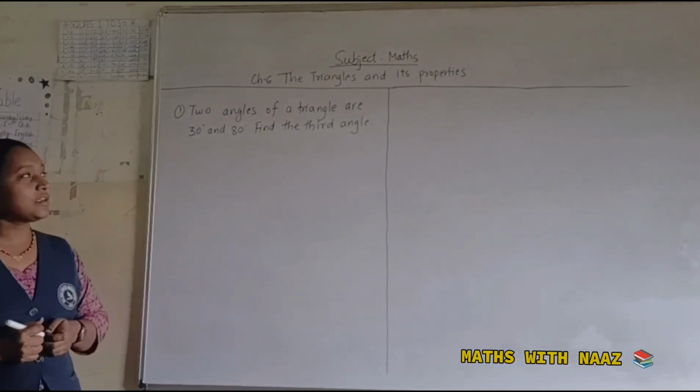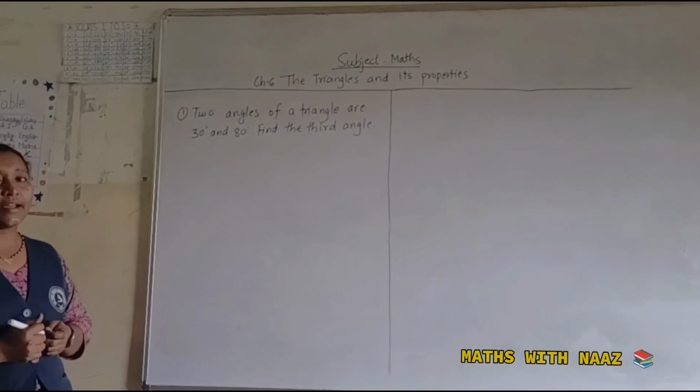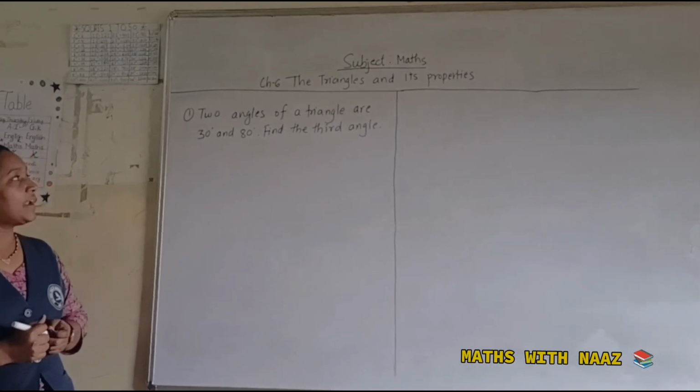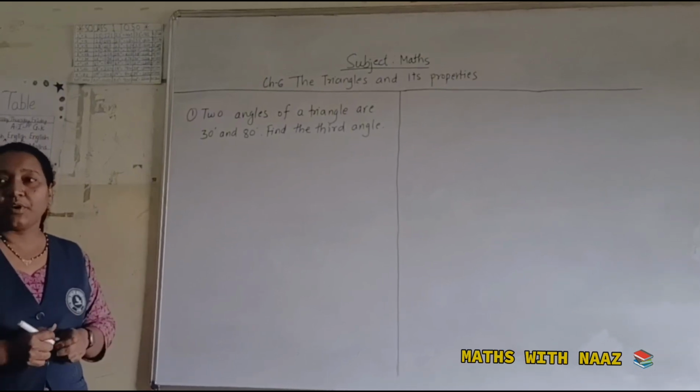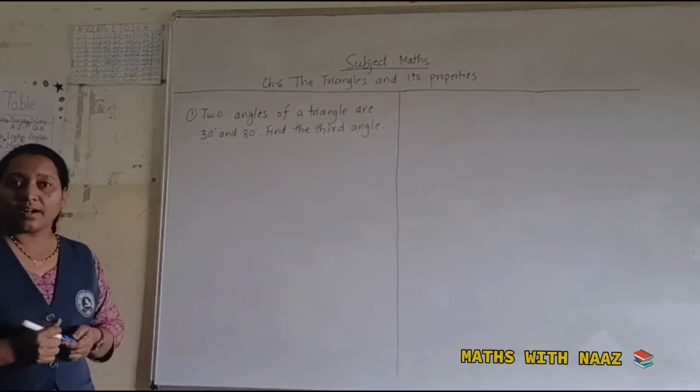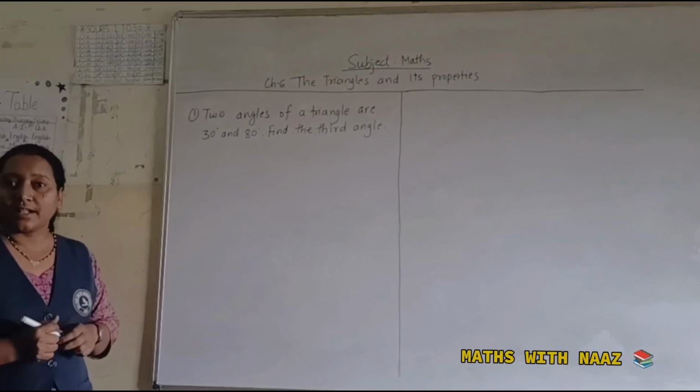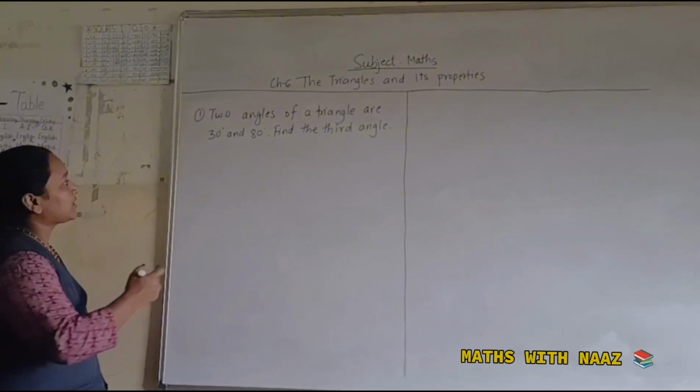Now today we took one sum. Two angles of a triangle are 30 degrees and 80 degrees. Find the third angle. As we know, if we have to find the third angle, we have to apply the angle sum property. Okay, let's solve the sum now.